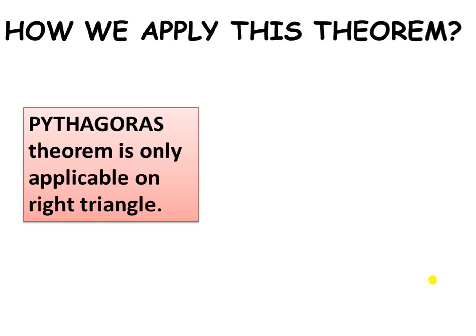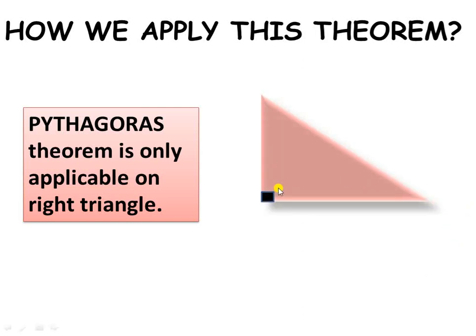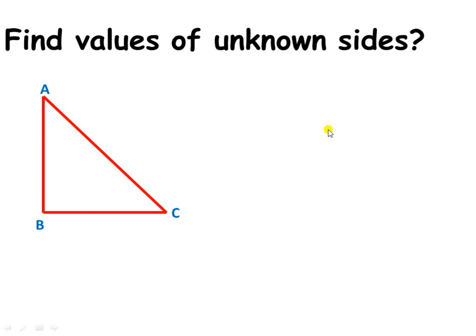Pythagoras theorem is only applicable on a right triangle. Meaning if two sides are given, then we can easily find the third side by applying the Pythagoras theorem. Let's do some examples. Find values of unknown sides. Here is triangle ABC. The dimensions are AB is 3, BC is 2, and AC is x. Means x is unknown. We have to find the value of the unknown side, that is AC.